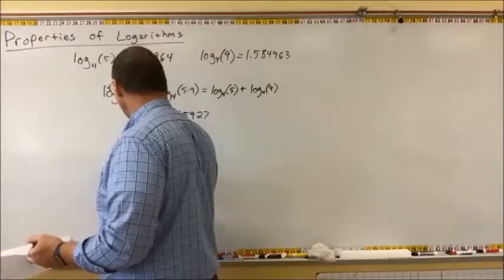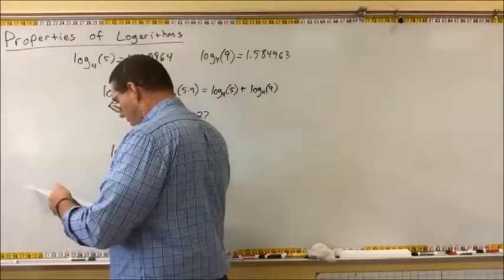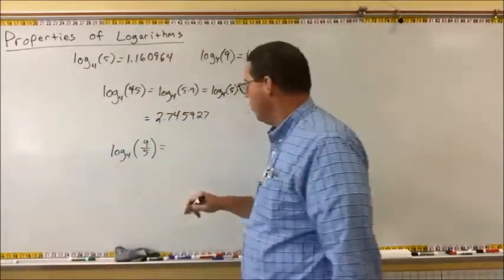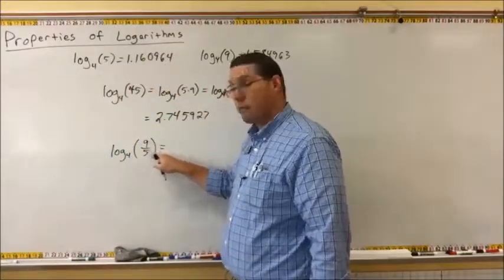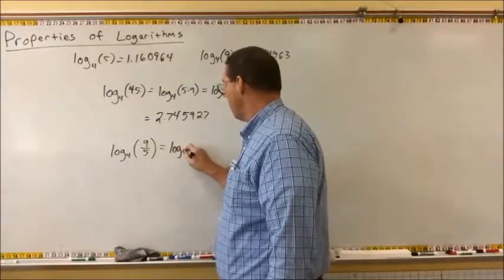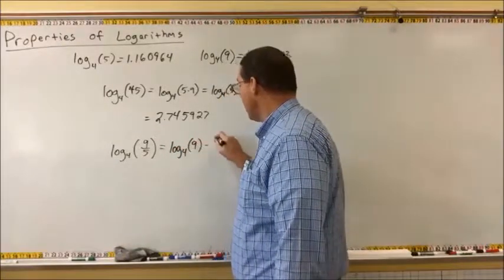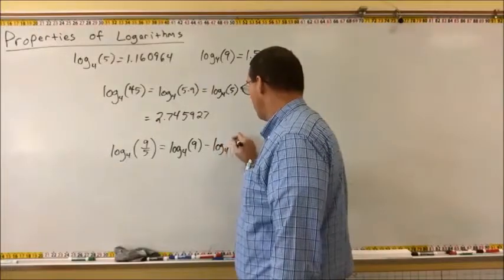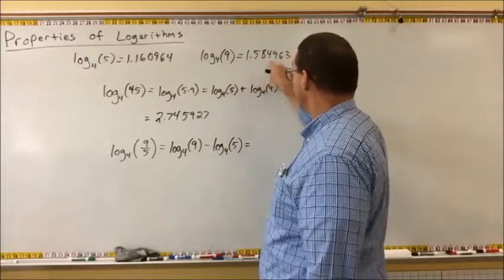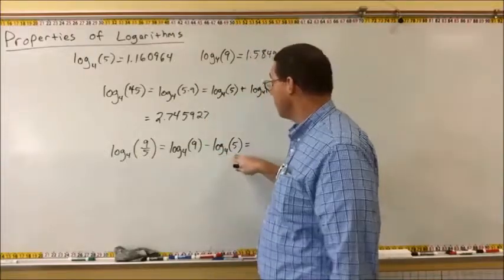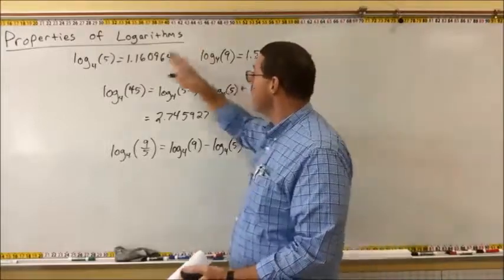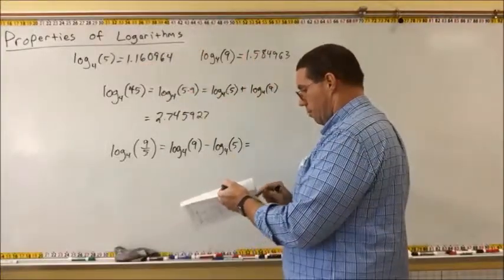All right, let's try another one like that. What if I say, well, what is log base 4 of 9 divided by 5? Well, 9 divided by 5, here's an obvious division problem. So that would be log base 4 of 9 minus log base 4 of 5. And so we would just do log base 4 of 9, which is this 1.5 number, minus log base 4 of 5, which is this 1.16 number.